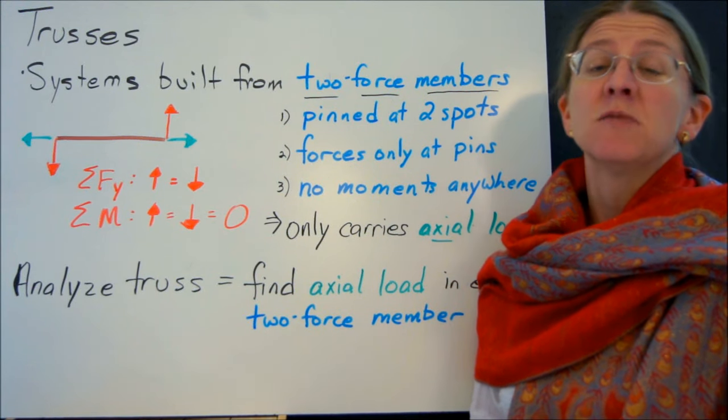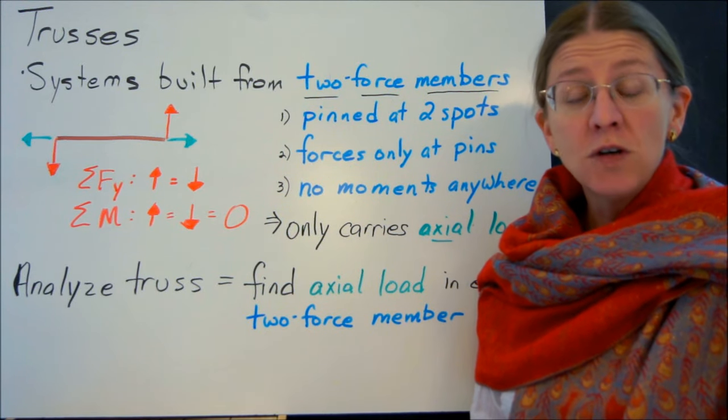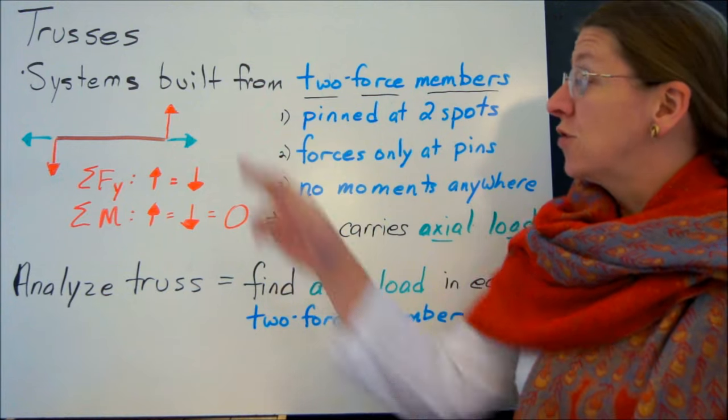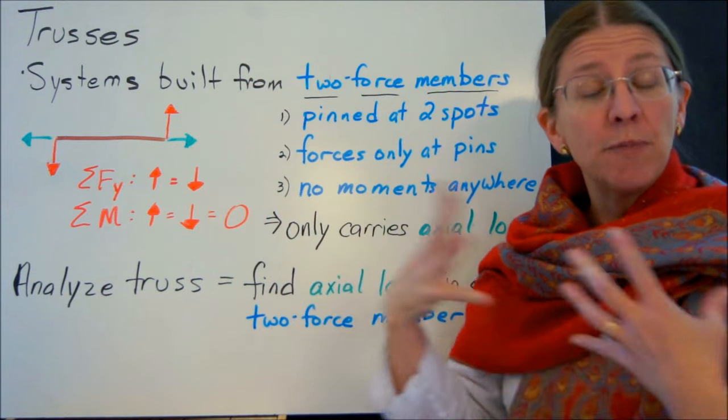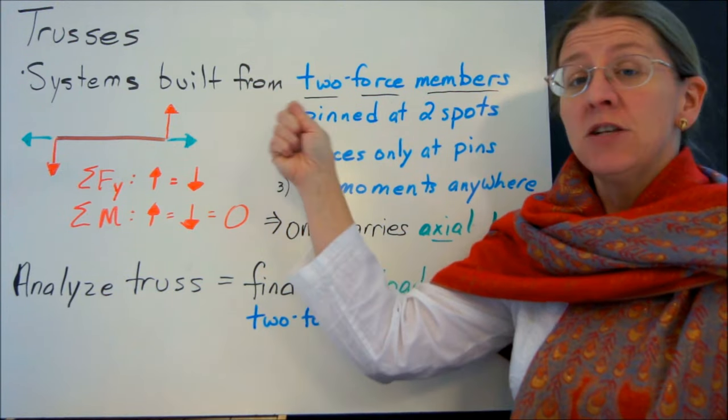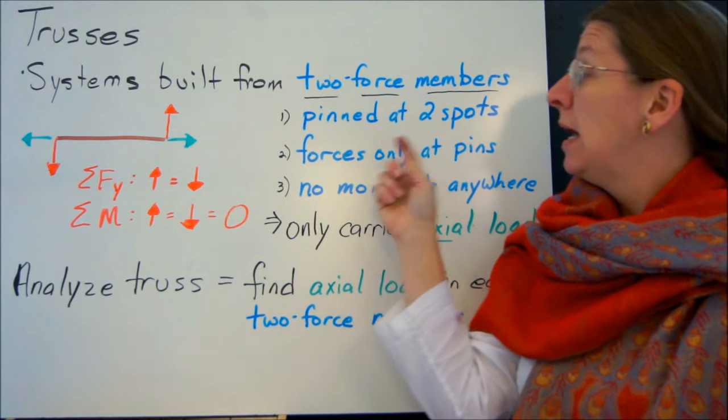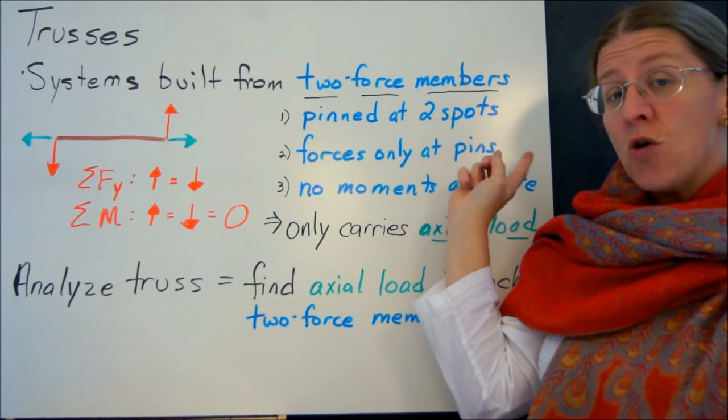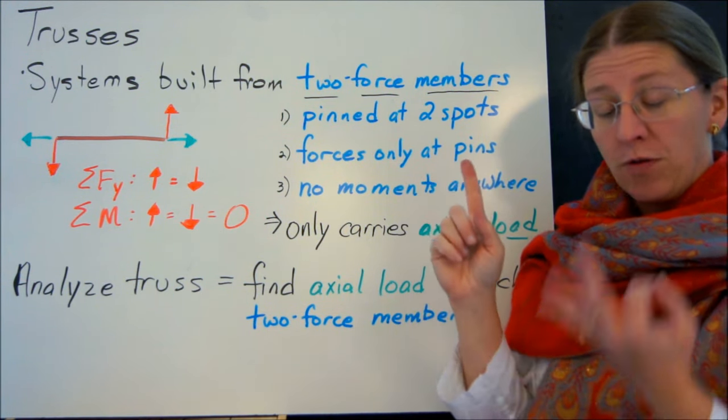There are different kinds of systems that we will deal with in statics. The first and most basic of them is a truss. A truss is any object, a system built up of more than one thing, where all of the things you're building out of are two-force members. So you do need to know what a two-force member is. There are three things that are required.